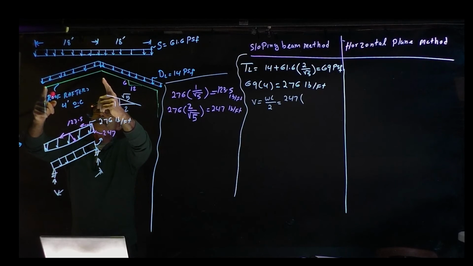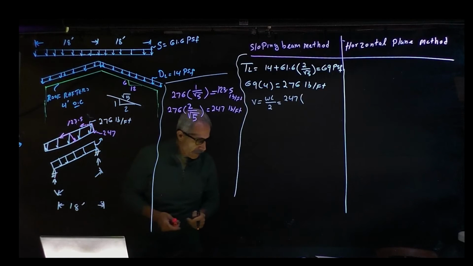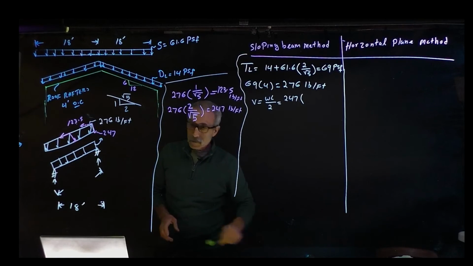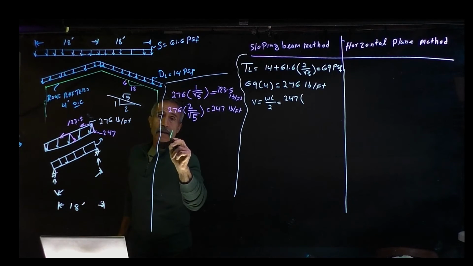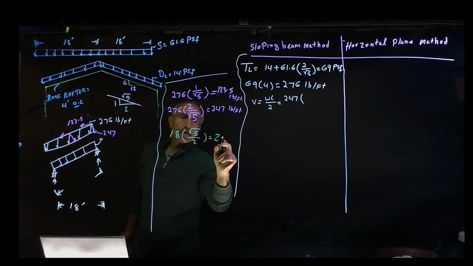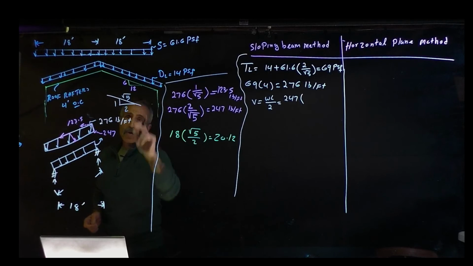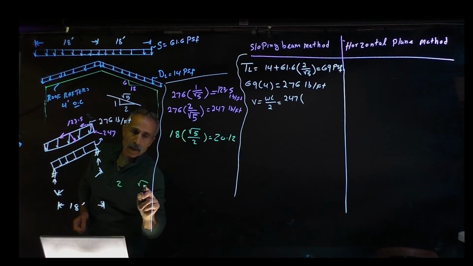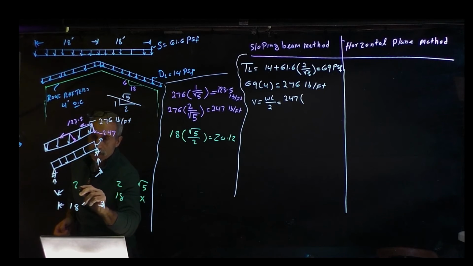From here to here, horizontally, it is 18 feet. But what is it that way? To find this distance, we have 18 times square root of 5 divided by 2, which is equal to 20.12. How did I get that? Well, this is really easy. You just say 2 corresponds to square root of 5. And what if instead of 2 I had 18? So 18 times square root of 5 divided by 2, and that's how I got it. So this distance is 20.12.